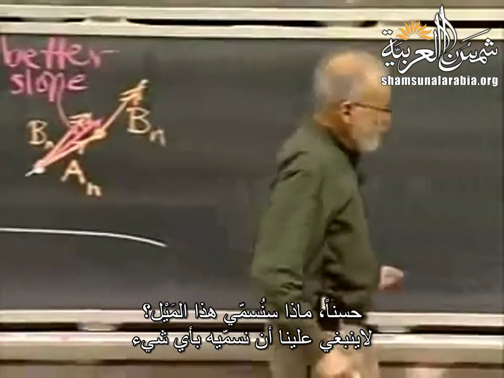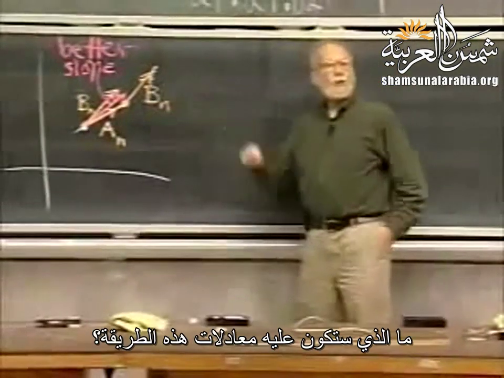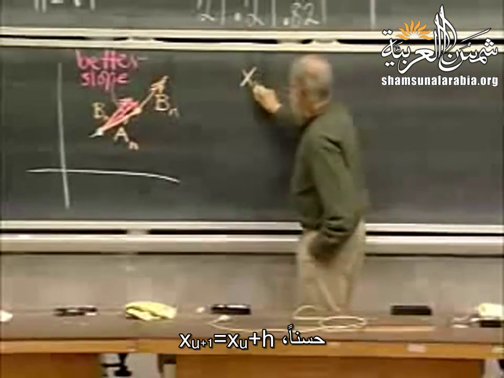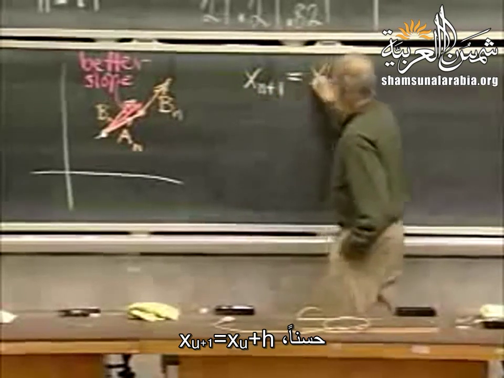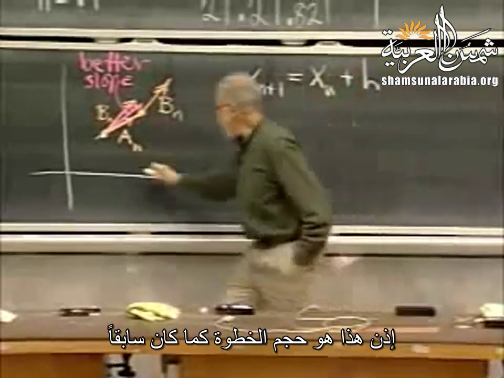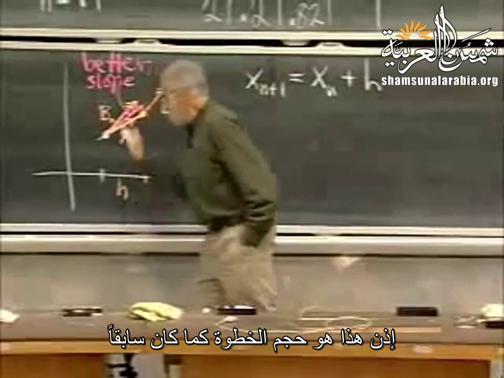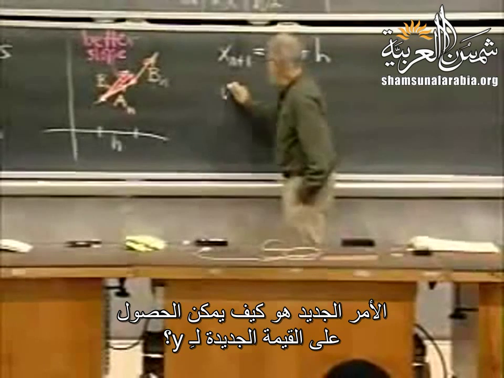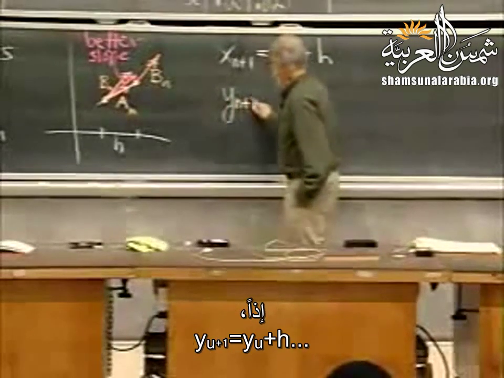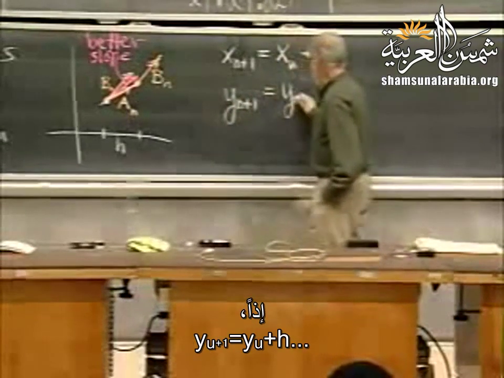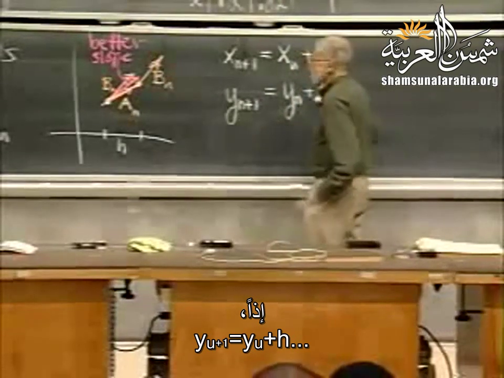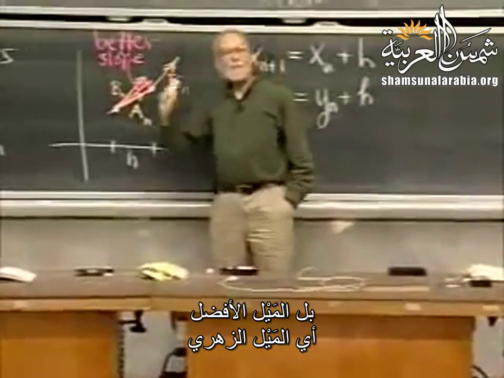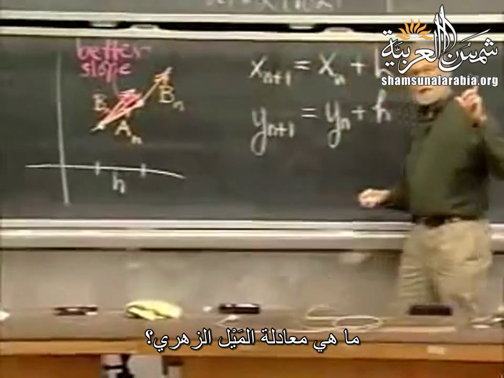Okay, what will we call that slope? We don't have to call it anything. What would the equations for the method be? Well, xn plus 1 is gotten by adding the step size. So here's my step size, just as it was before. The new thing is how to get the new value of y. So yn plus 1 should be the old yn plus h times, not this crummy slope an, but the better, the pink slope. What's the formula for the pink slope?